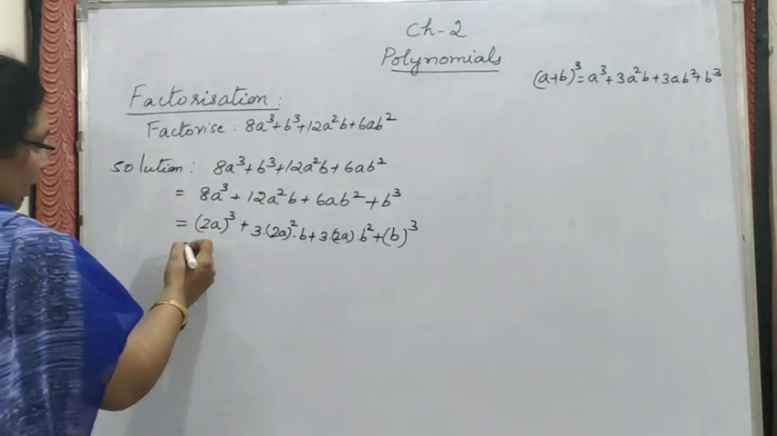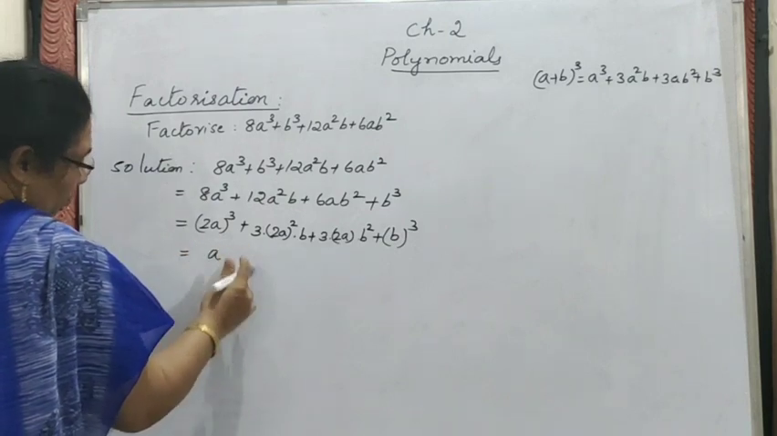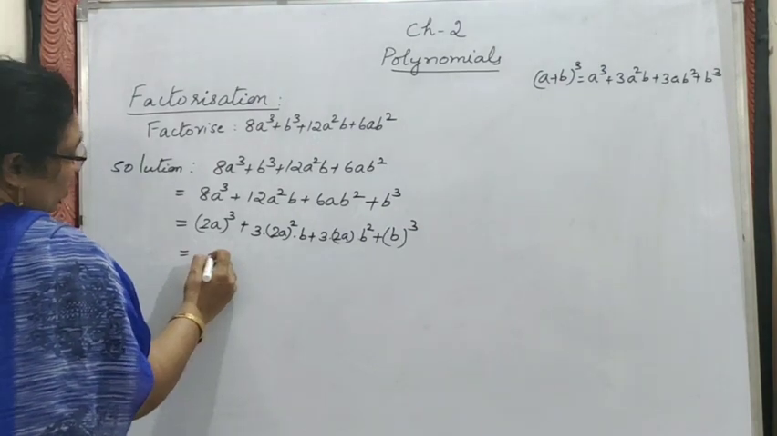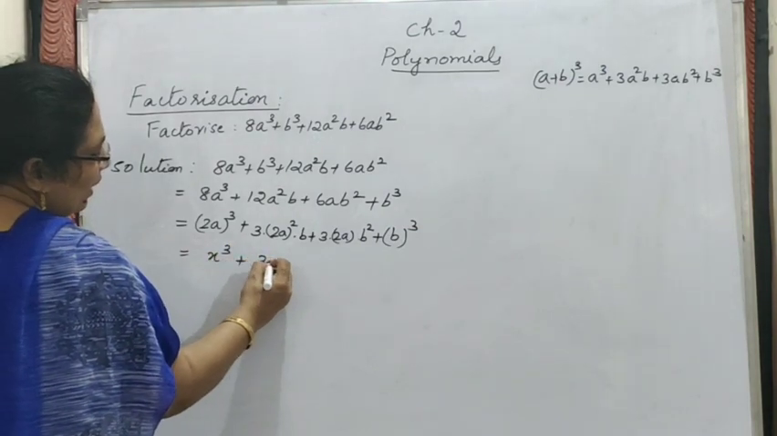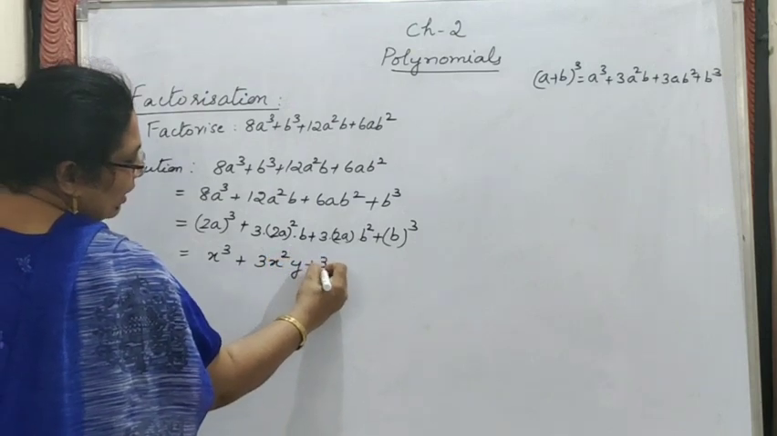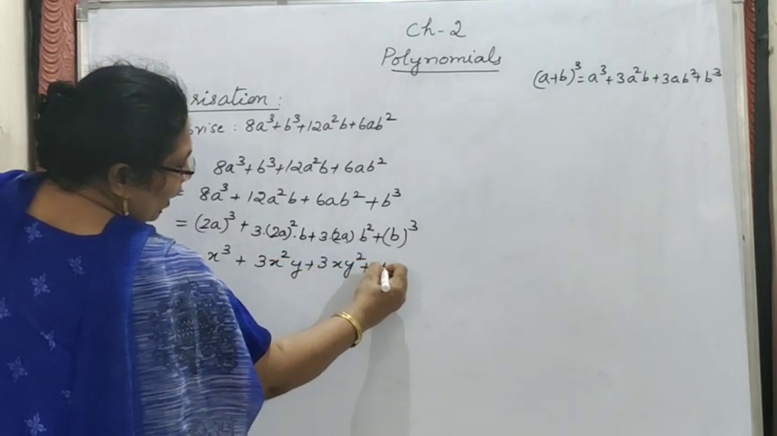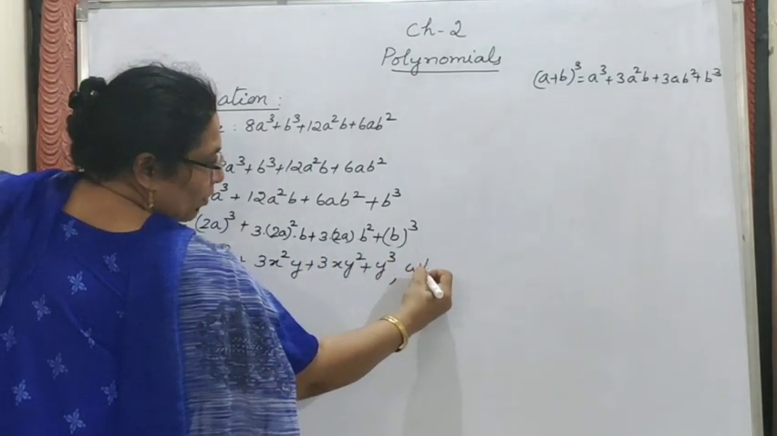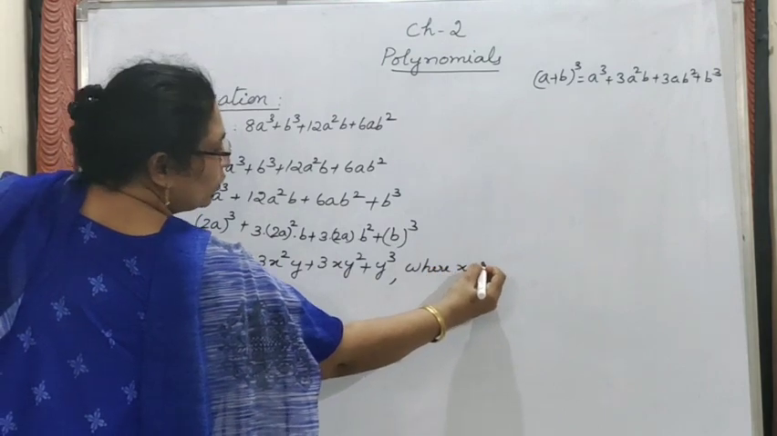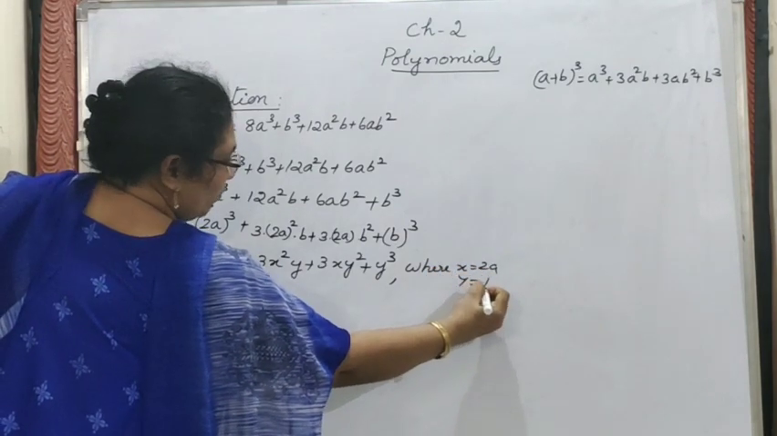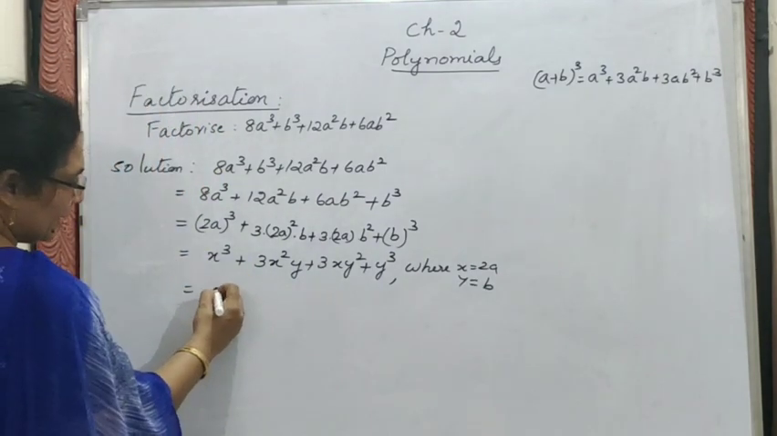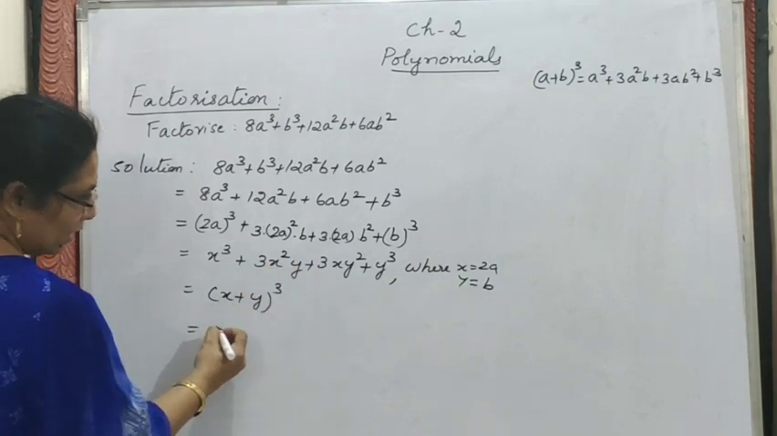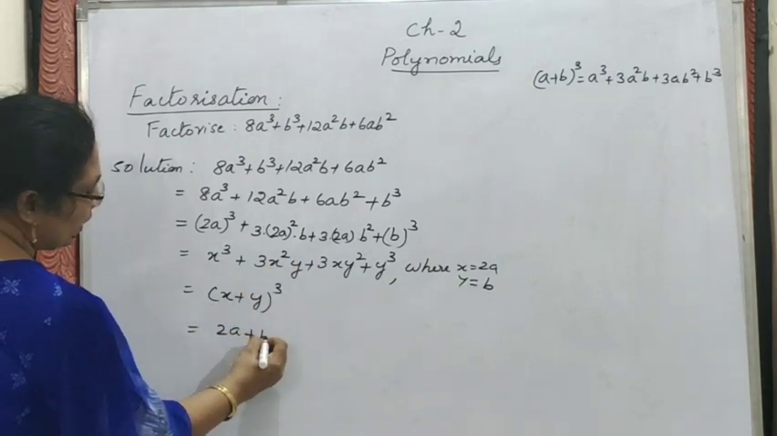So what we can write here, a and b are already there in the question, so we will go for x and y. So here x³ + 3x²y + 3xy² + y³. It is not completed. We ourselves only changed to the identity. So we must write that where x equals 2a and y equals b. Now this is equal to which identity? (x + y)³. Now we should replace the x and y, so (2a + b)³.